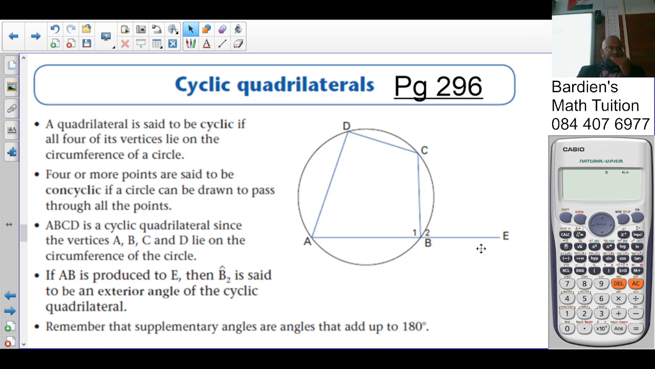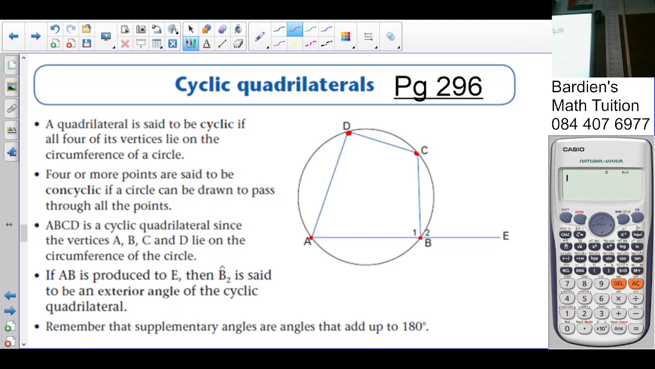So here we are now defining what a cyclic quadrilateral is. A quadrilateral is said to be cyclic if all 4 of its vertices, the vertices are these points here, lie on the circumference of the circle. You can write this down at home as part of your homework. I'm sure we're not going to get through a lot today. You can read through it.